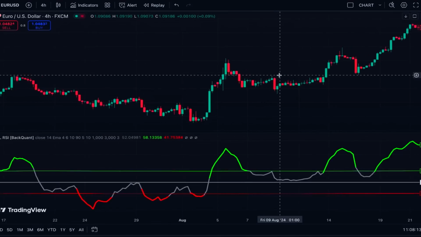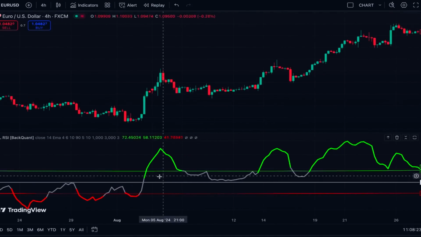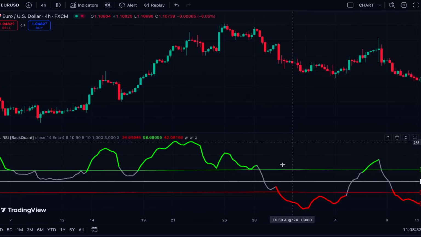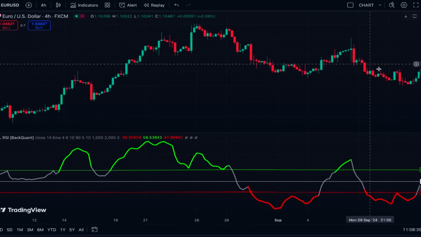If you pay attention, you can see that most of the time when RSI goes above the level, we have further advancing of the price, and when the RSI line goes below the level, we have further decline of the price.